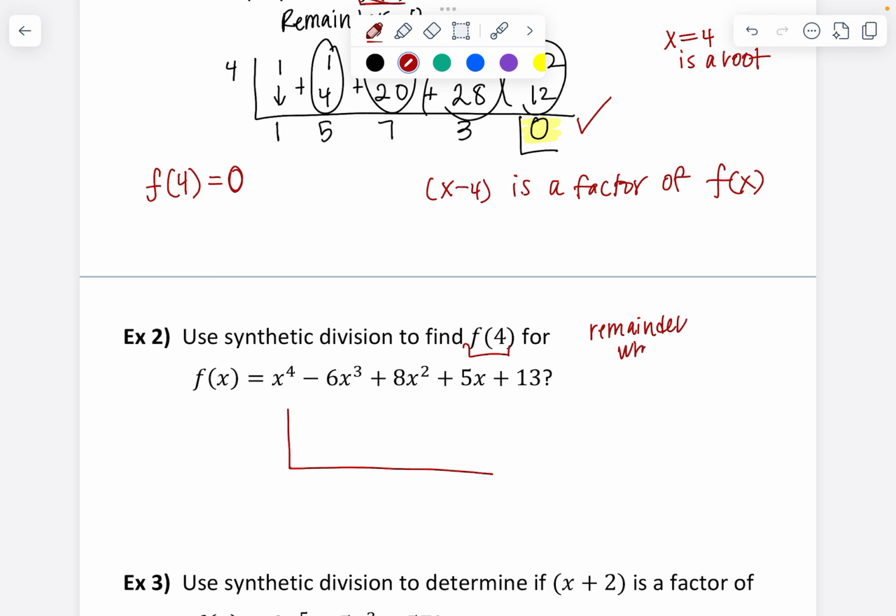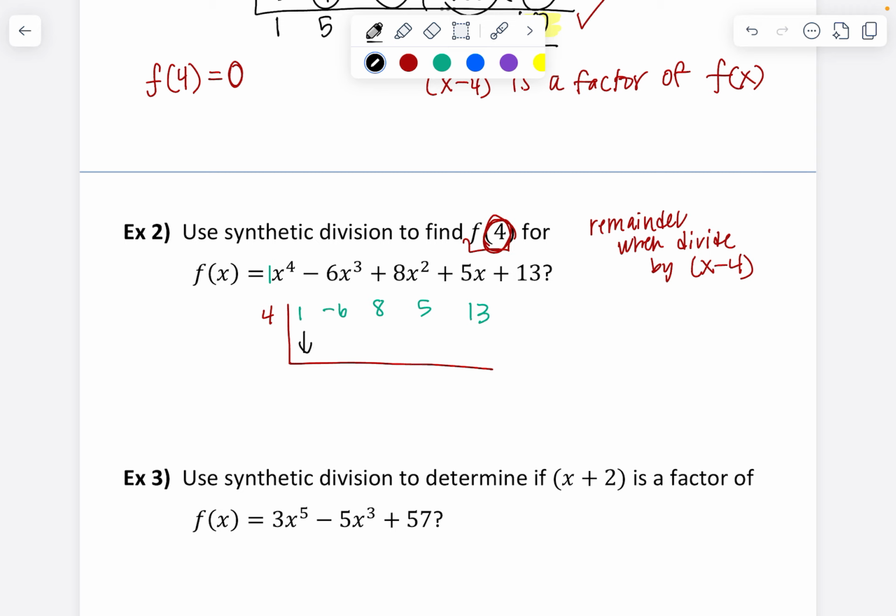when we divide by x minus 4. Okay, and so we want to put the 4 here. We don't want to change the sign. We're going to put this exact number on the outside for our synthetic division. And then just like the last example, we still need the coefficient. So we need the 1, the negative 6, the 8, the 5, and the 13.